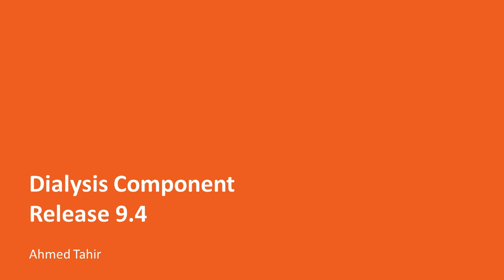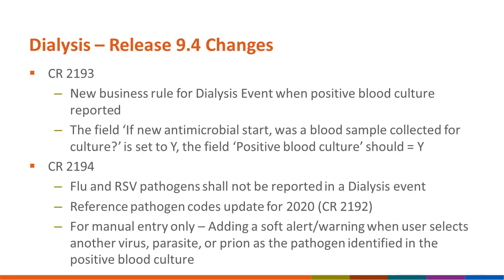All right, so we'll move into the new changes for the dialysis component. Starting with CR 2193, we updated business rules for dialysis events. Positive blood culture should be yes if new antimicrobial start was a blood sample collected is set to yes. CR 2194, as mentioned previously in the annual pathogen update slide, for manual entry only, the user will receive a soft alert or warning when selecting a virus, parasite, or prion as identified pathogen for positive blood culture.